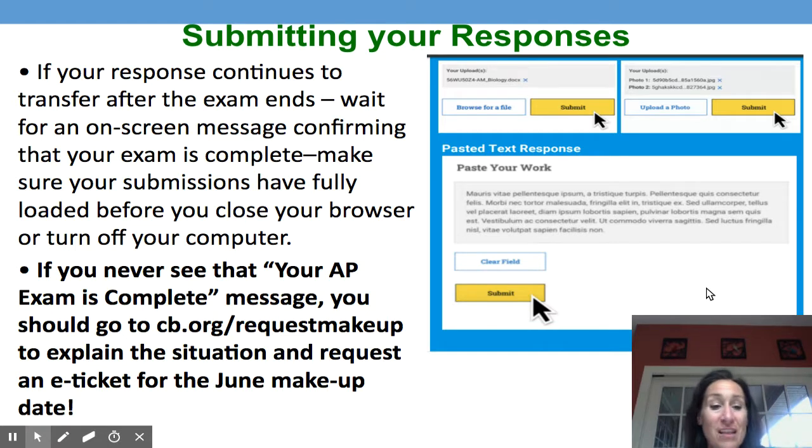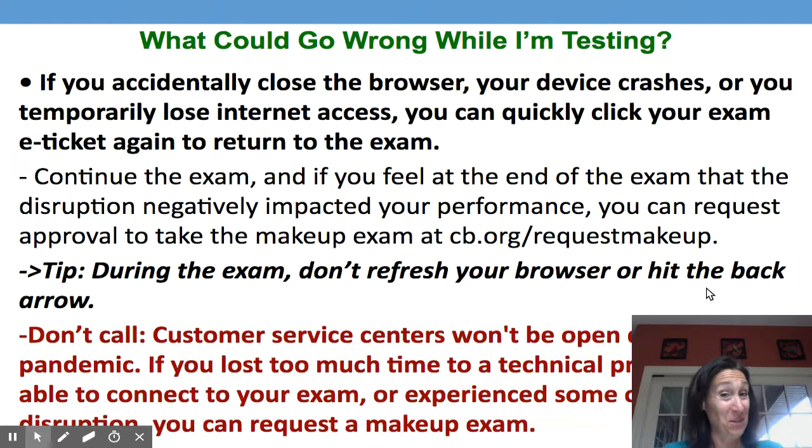If you never see that "your AP exam is complete" message, you should go to cb.org/requestmakeup. This means something happened and it didn't get submitted. Explain the situation and request an e-ticket for the June makeup date. This may happen to some people. I'm praying you wonderful 24 people taking this test are not any of the people it happens to. But again, doing the demo ahead of time will absolutely reduce the chances that you're one of the people that it happens to. Am I hitting that pretty hard?